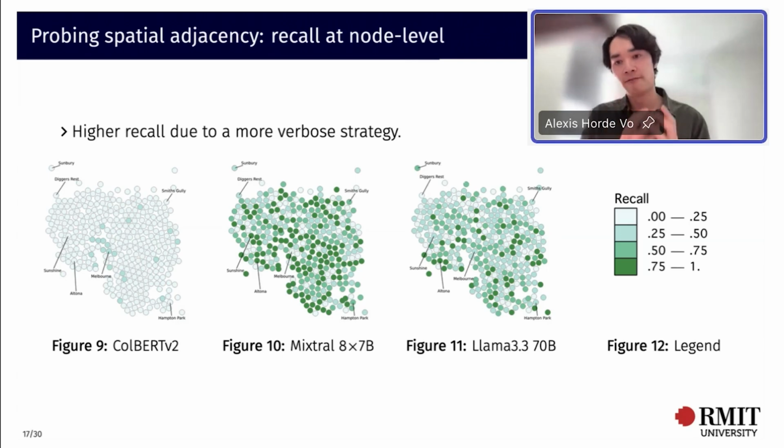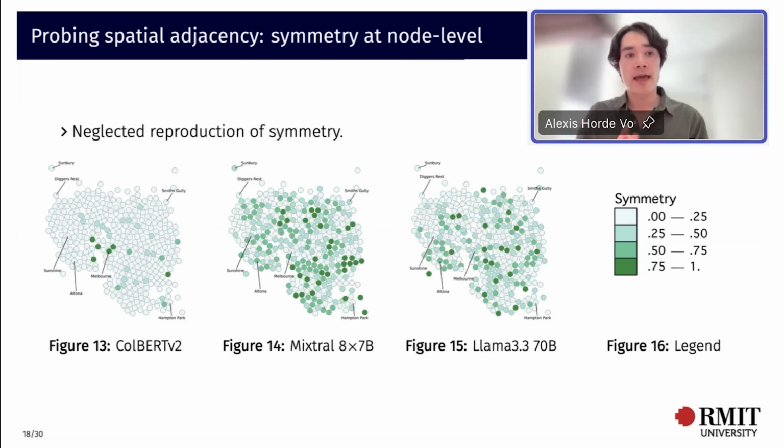But this verbose strategy is a good thing also for the recall. That is why Mixtra has an extremely high recall, due to this capacity to generate lots of information. And in terms of symmetry, this is another problem that we observed, as symmetry is poorly respected at this fine-grained level, which is the suburb level.